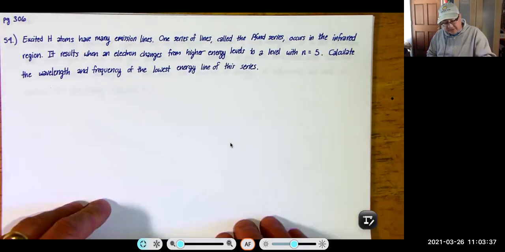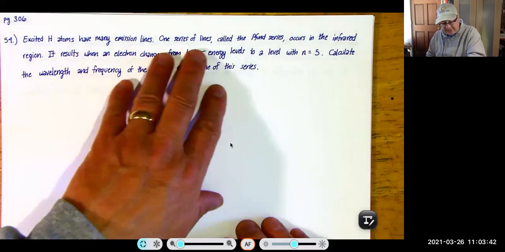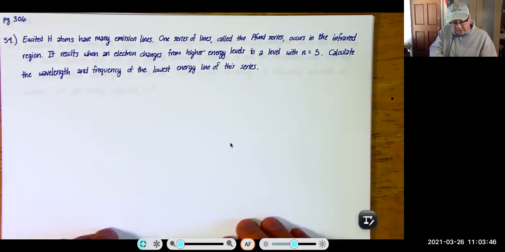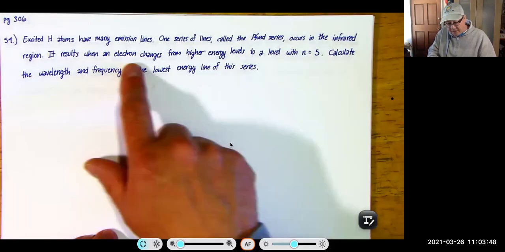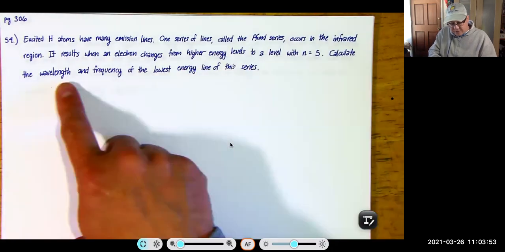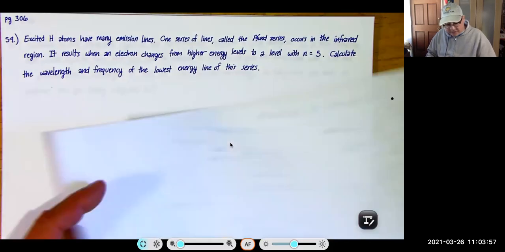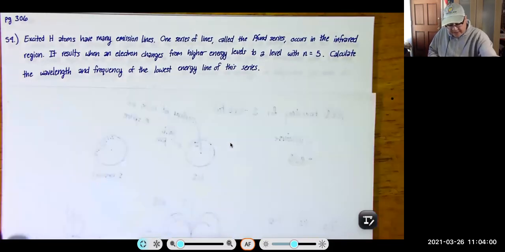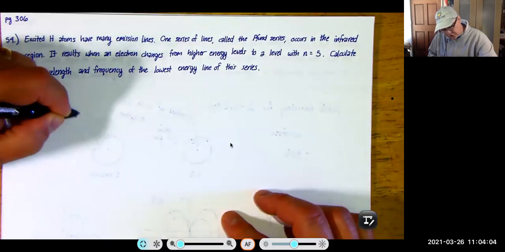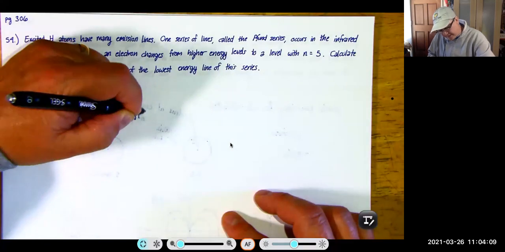Excited hydrogen atoms have many emission lines. One series of lines called the Pfund lines occurs in the infrared region. It results when an electron changes from higher levels to a level of n equals 5. Calculate the wavelength and frequency of the lowest energy line of this series. So here, the first thing that I'm going to key in on is that it's an emission. So energy is emitted.